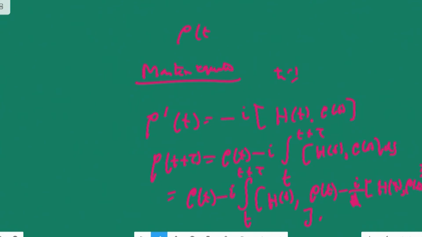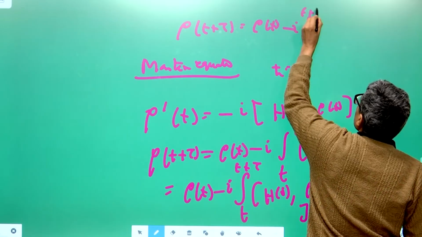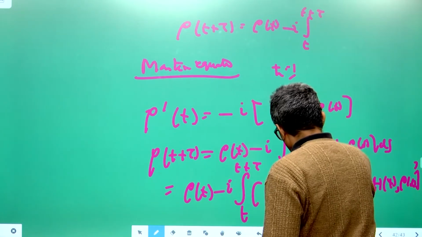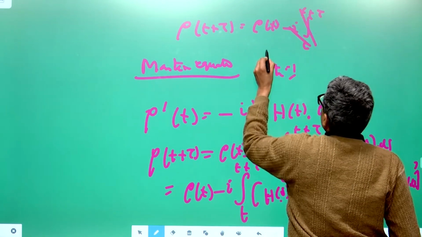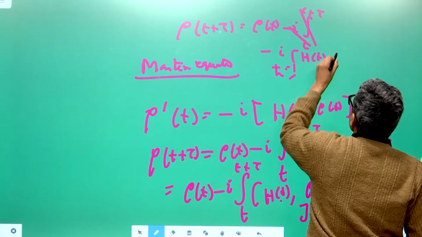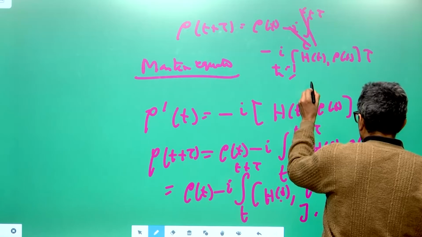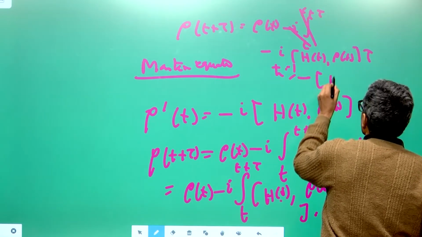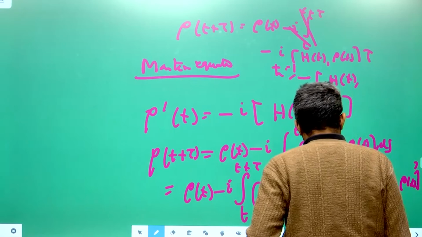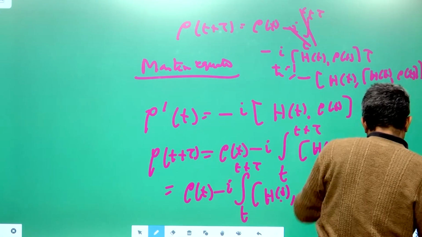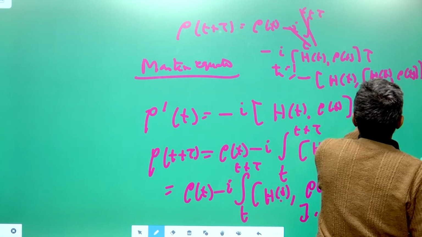So you get rho of t plus tau is approximately equal to rho of t minus i times the integral from t to t plus tau of [H(s), rho(t)], which can be replaced by [H(t), rho(t)]. So this can be replaced with minus i [H(t), rho(t)] times tau, and this becomes a second order term. So this will become minus [H(t), [H(t), rho(t)]], and you have a double integral ds ds', so that will give you tau square.